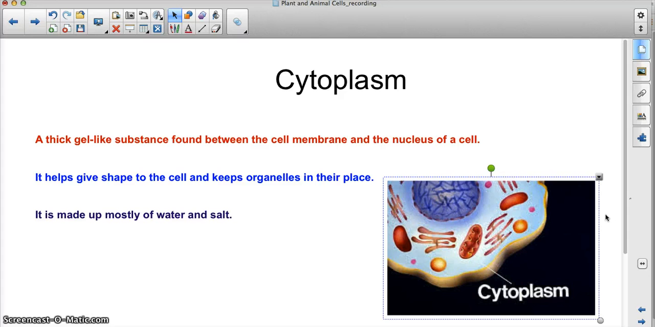Think of a water balloon, right? You fill up a water balloon, and it gives some shape to that water balloon. Same type of situation here. The cytoplasm is going to give shape to the cell, and it allows those organelles to stay in place so they're not just moving around wherever they want within it. And it's made mostly of water and salt, right? It makes sense. You know that your cells are made mostly of water. You talk about having to have your salts and so forth. That's because that fluid inside your cells, the cytoplasm, is made up mostly of the water and the salt within it. All right.